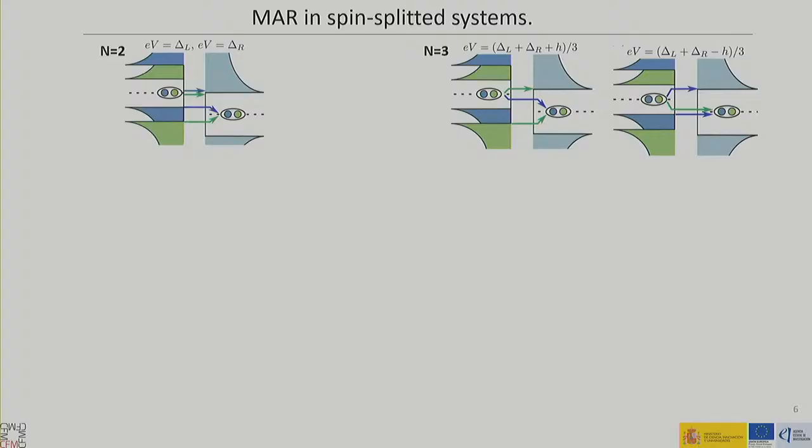It only happens when you have an odd number of single particles involved, because then you can have this extra particle for n equal 3. You have an extra electron, which can be spin up or spin down. So that is when you have this effect.